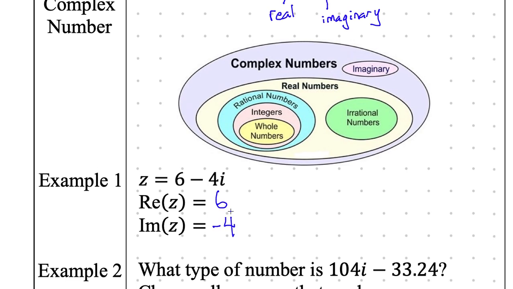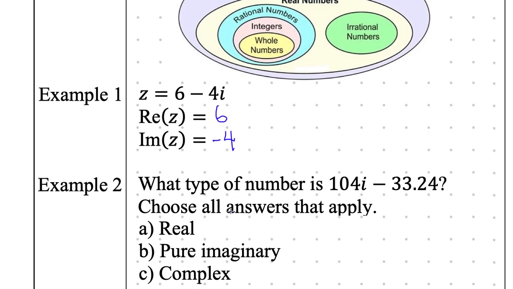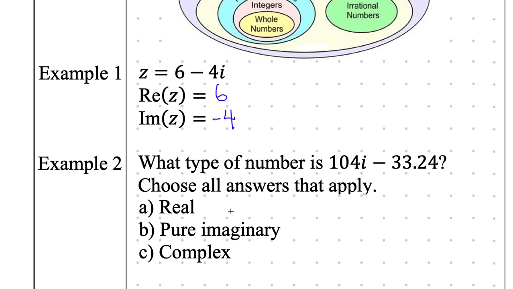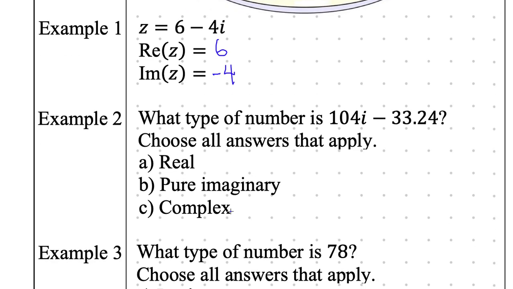All right, so moving down here to example number 2. What type of number is this thing? 104i minus 33.24. Is it A and B, A, B, and C, A and C, B and C? You can choose as many as you would like. Quiet raised hand, is it A and B, B and C? What is it, Gio?